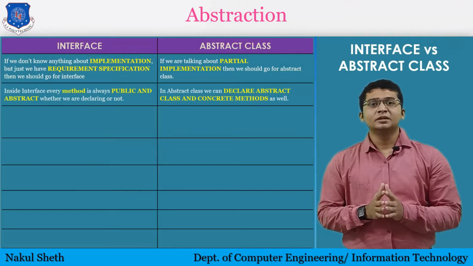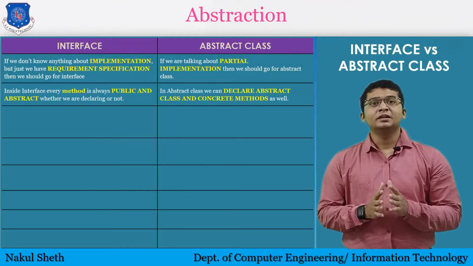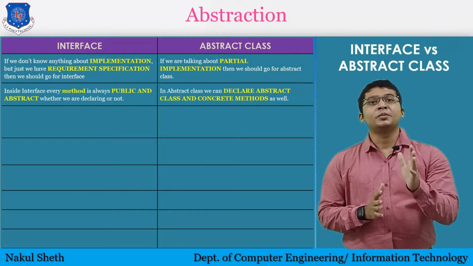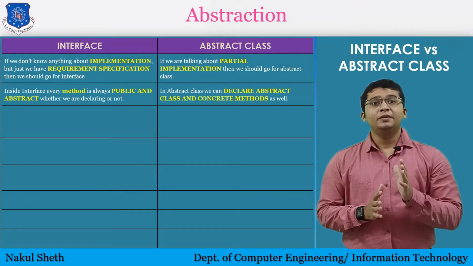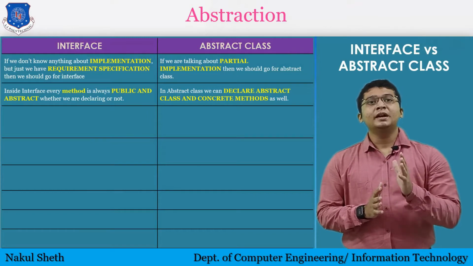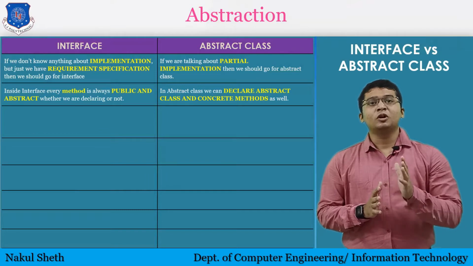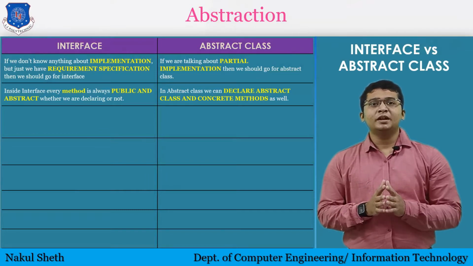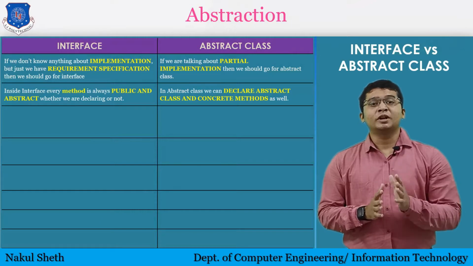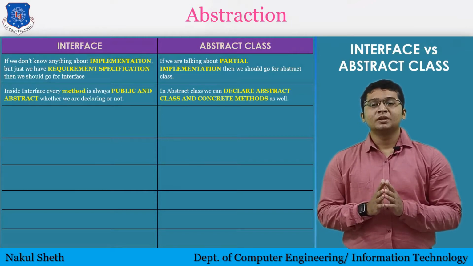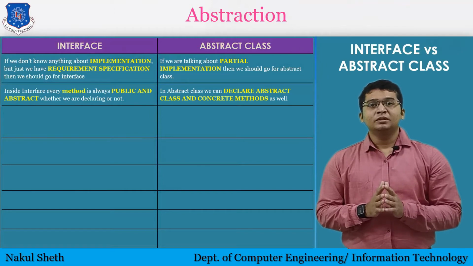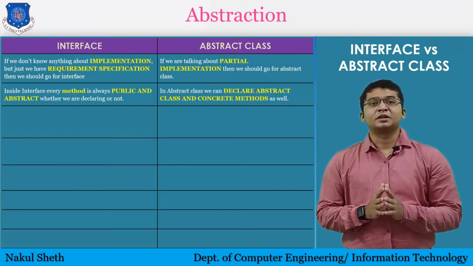Every method present inside an interface is always a public and abstract method, whether we declare it or not. That's why an interface is known as a 100% pure abstract class. But if we are talking about an abstract class, we can create concrete methods or normal methods as well. So happily we can take abstract methods as well as concrete methods inside our abstract class. There is no problem at all.